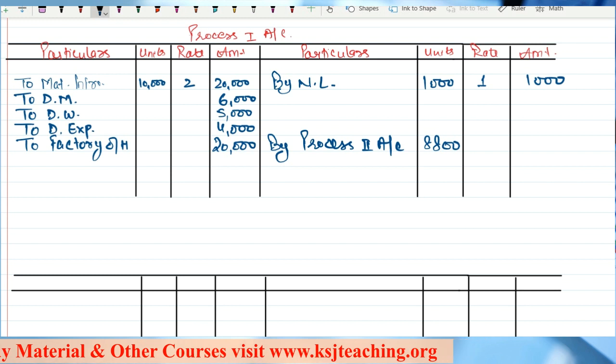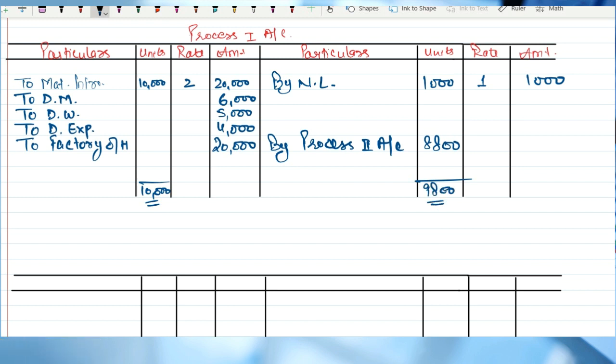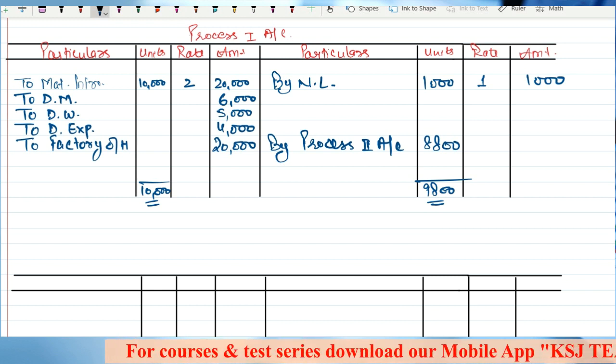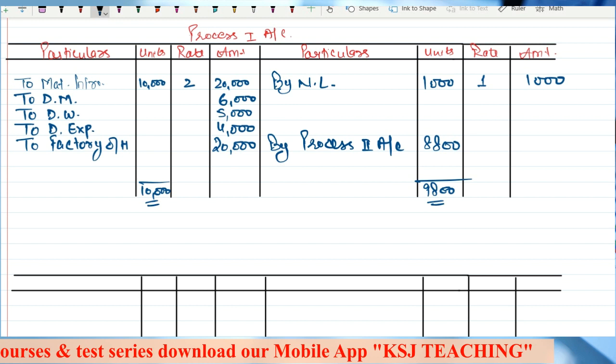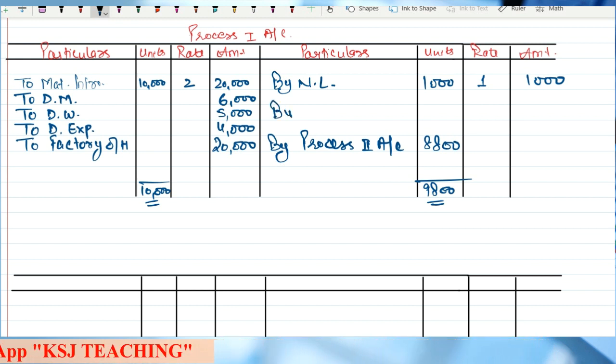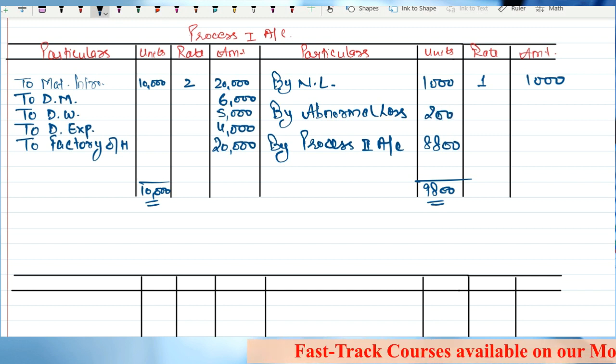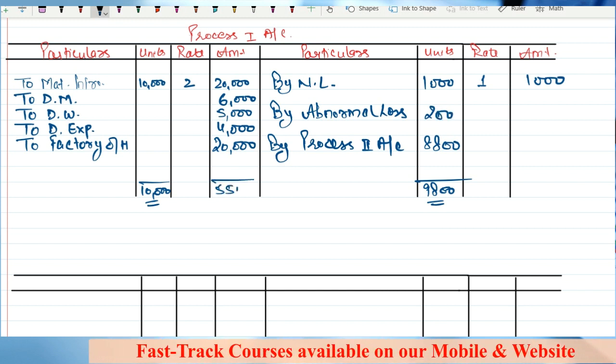So we introduced 10,000 units, but in the output here we have 9,800 units as of now. Sir, where are the remaining 200 units? The remaining 200 units is your abnormal loss, that is 200 units, right? So this total cost is 55,000.